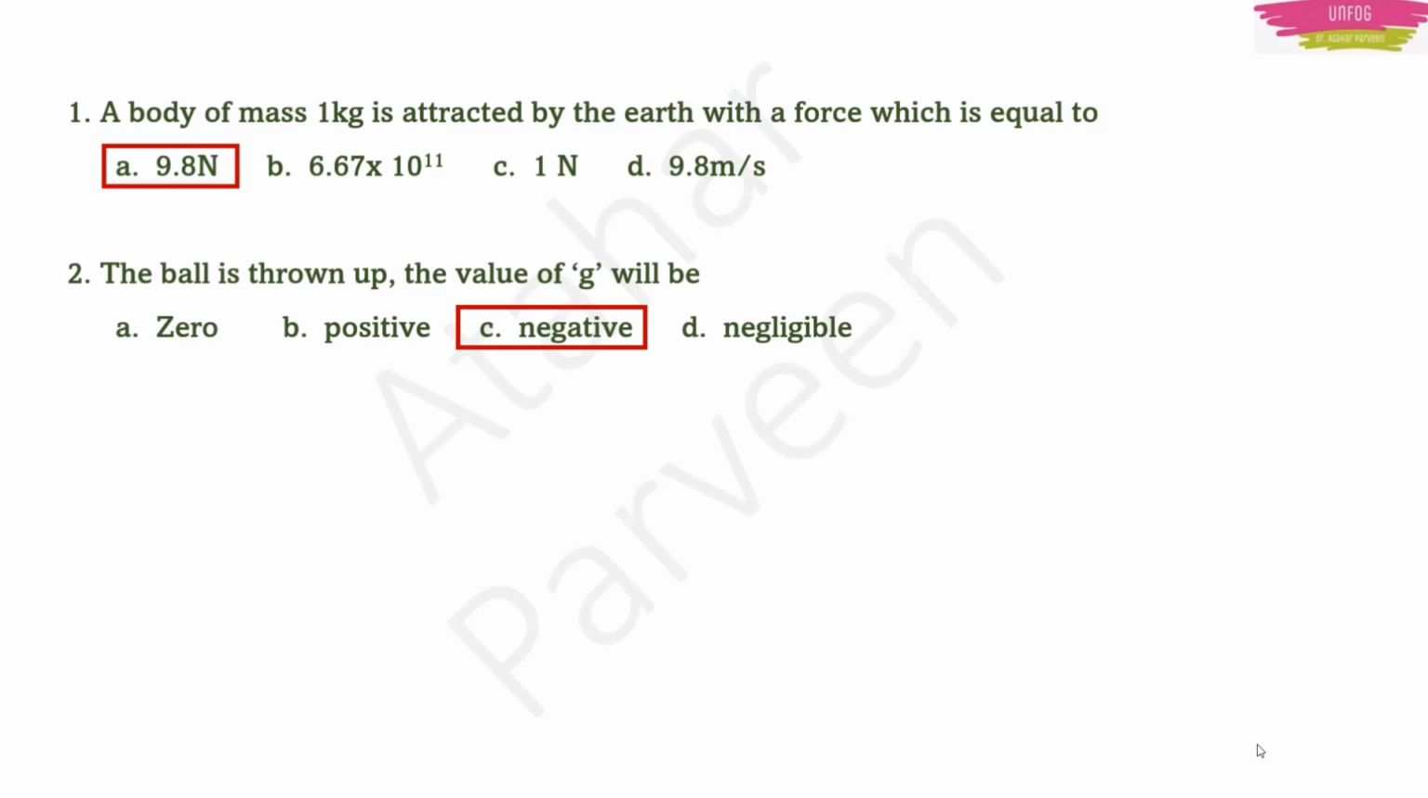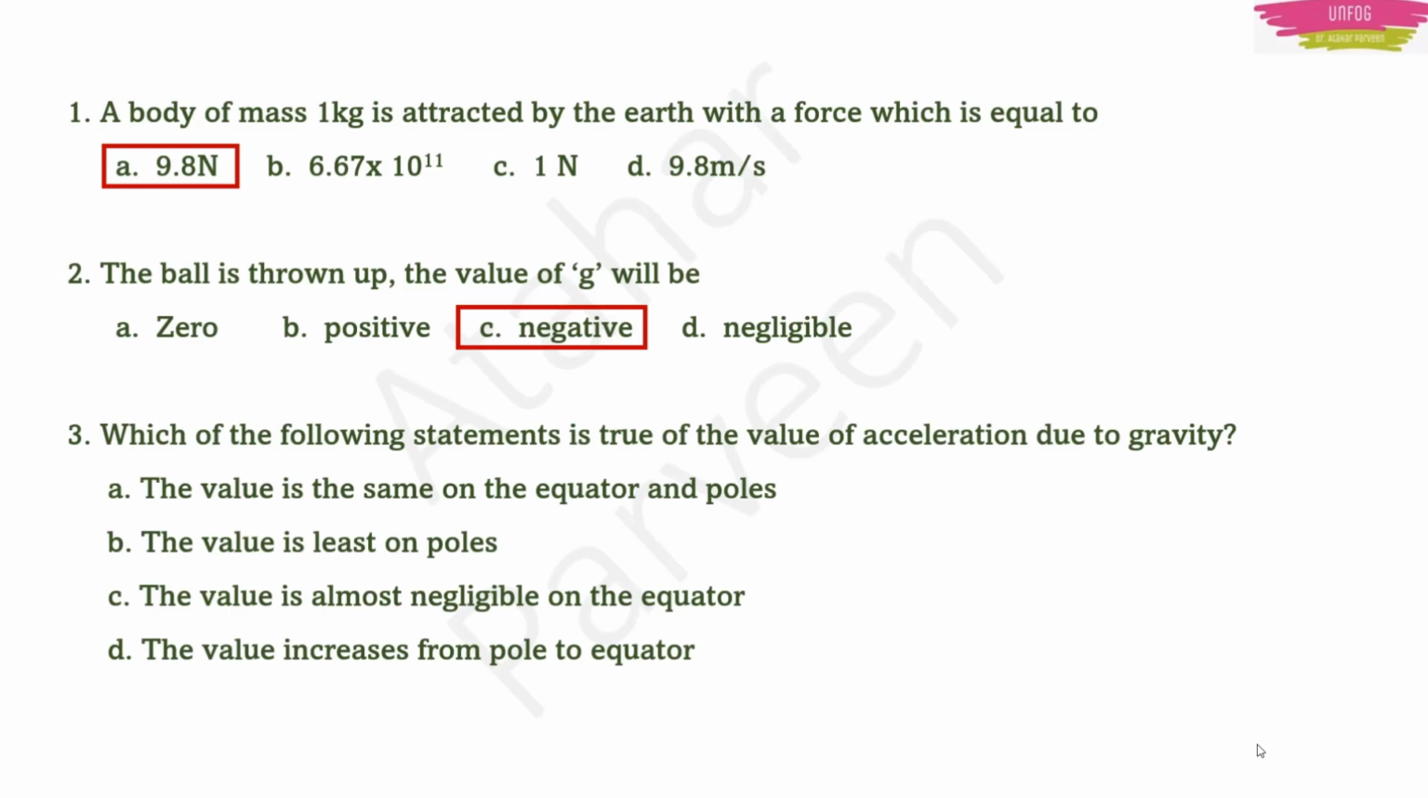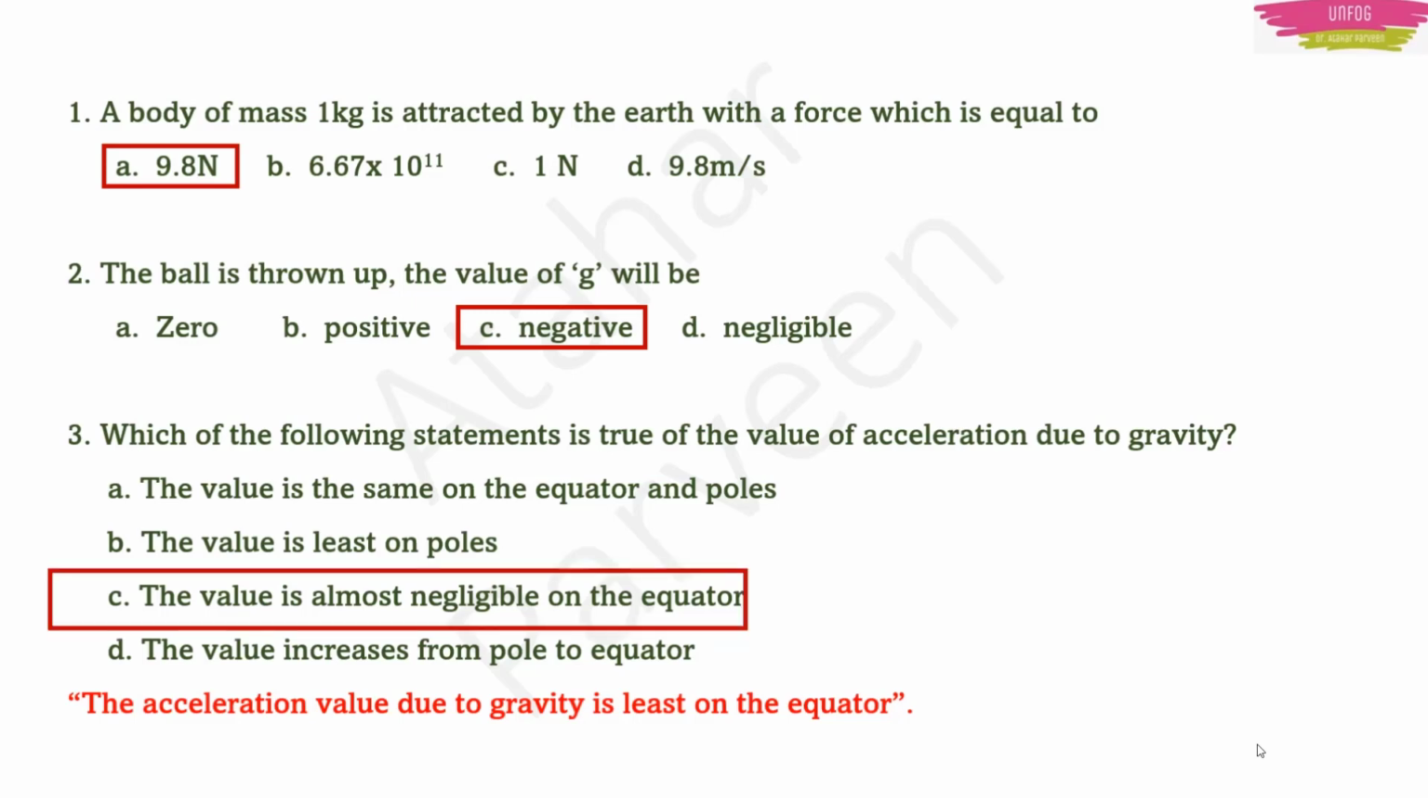Okay. Next question. Which of the following statements is true of the value of acceleration due to gravity? They are given 4 statements. One statement is true about the value of acceleration due to gravity itself. What are the options? The value is same on the equator and poles. Value is least on poles. Value is almost negligible on equator. Value increases from pole to equator. Now we know that the acceleration due to gravity will be least, or the smallest, on the equator. So option C, the value is almost negligible on the equator, will be the right answer.